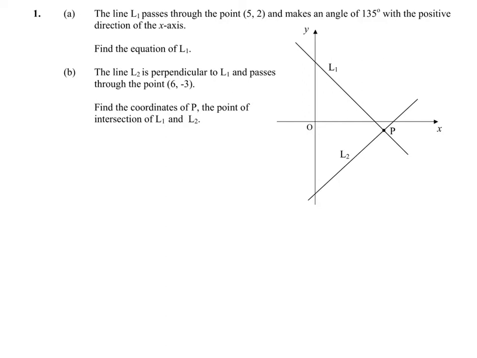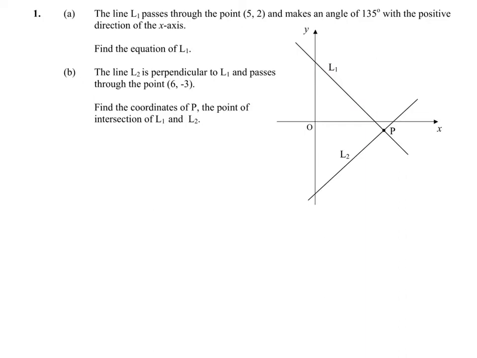This is question number 1. Part A, the line L1 passes through the point (5, 2) and makes an angle of 135 degrees with the positive direction of the x-axis. So that's this line here. The first part of the question asks us to find the equation of L1.